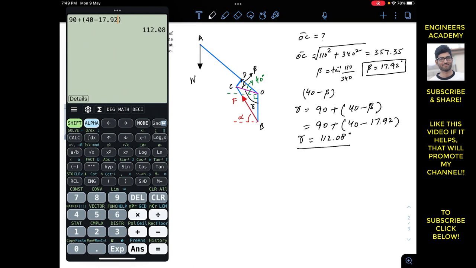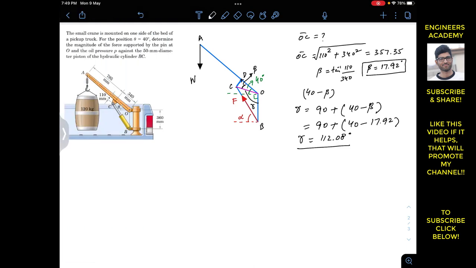Now we know this angle gamma, so we can find this angle. Let's say this angle is alpha dash. So now we have to find this angle alpha dash. We can apply the sine law. So by sine law, we can write sine of alpha dash divided by the length of the opposite side. The length of the opposite side to this alpha dash is this OC. So OC length is 357.35. So we have to divide it by 357.35. This will be equal to the sine of gamma divided by the length of the opposite side, which is BC.